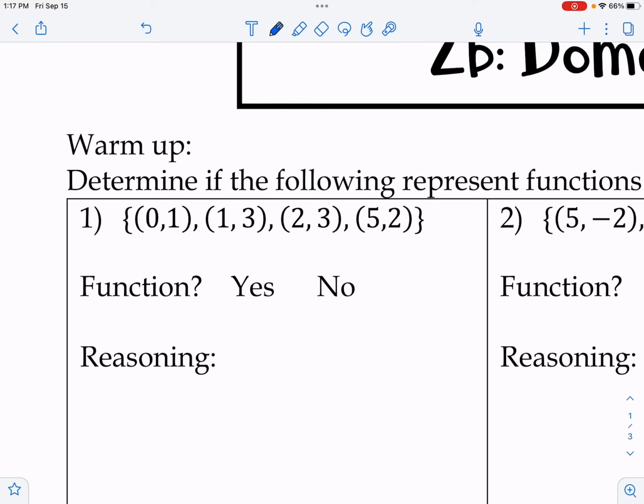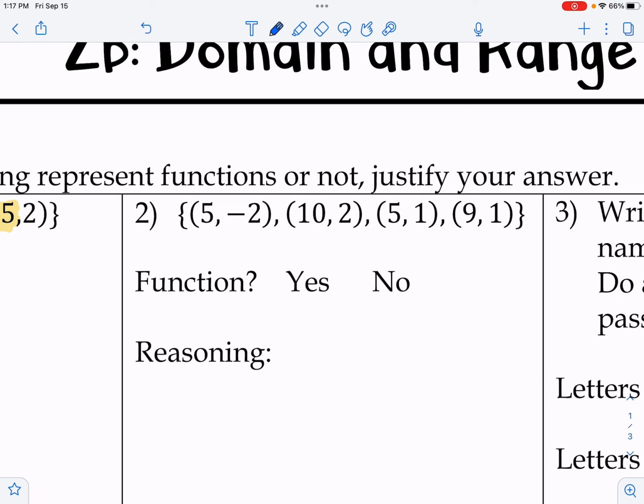This is asking if each of these is a function or not. In order to determine if something is a function, all you do is look at the x's and make sure none of them repeat. Because all of these x values are different, this is a function because no x's repeat. In the second example, the 5 is repeated, and so this is not a function. So x equals 5 is repeated.